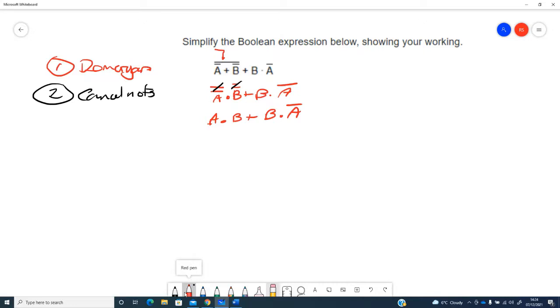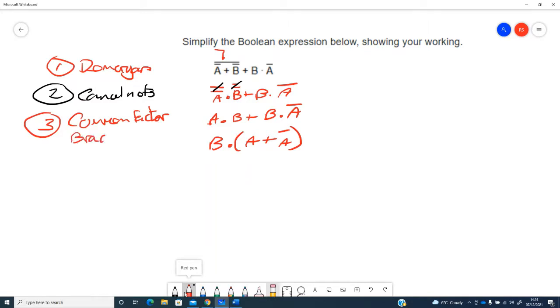So then we can look at the expression and think that, well, B is a common factor in both sides of this expression. So we could take B outside of a set of brackets, and that would look like this. So we would say B and A, or not A, in the bracket. So the third thing that we've done is find common factor. So we've taken outside of brackets. So now we've got B and A or not A.